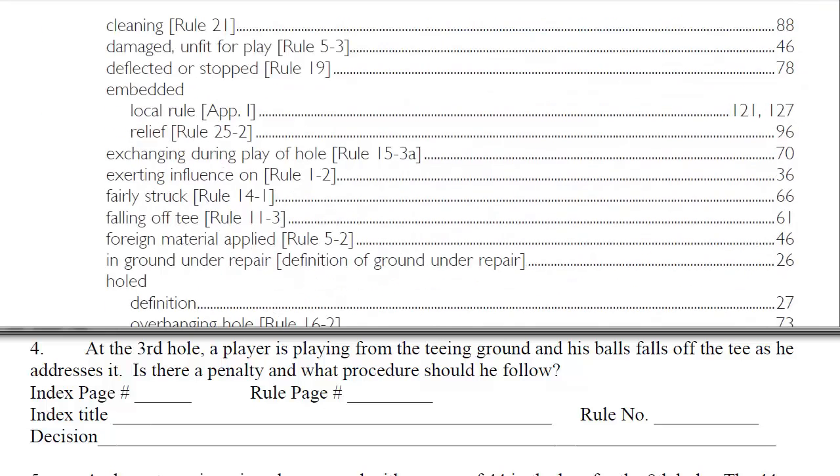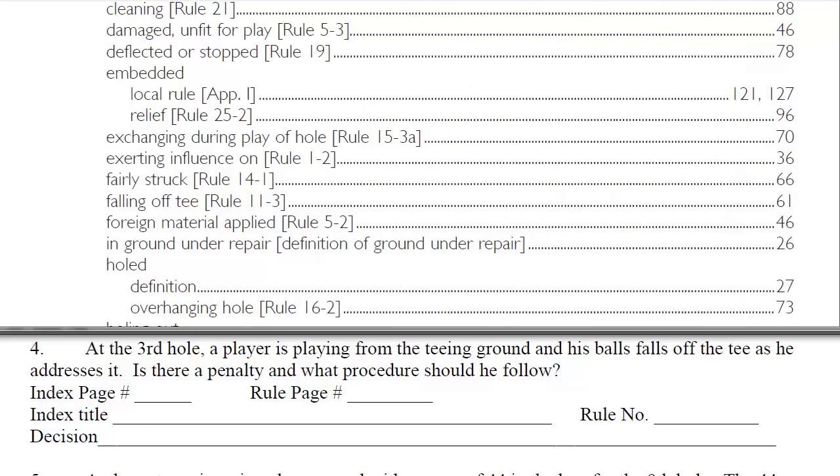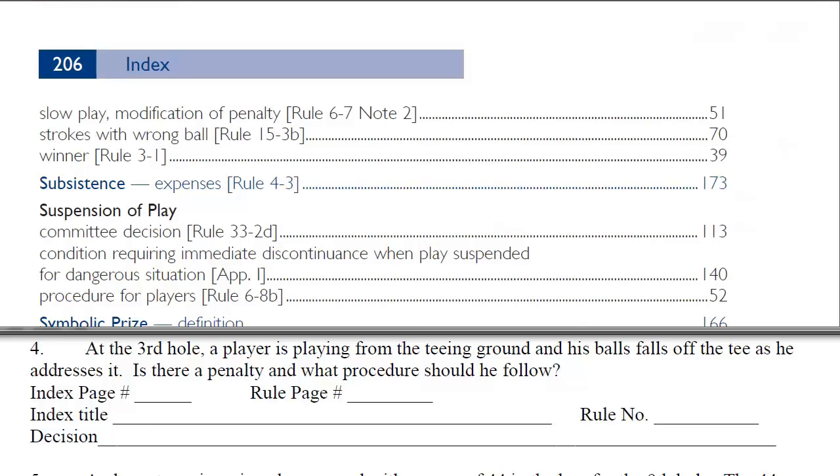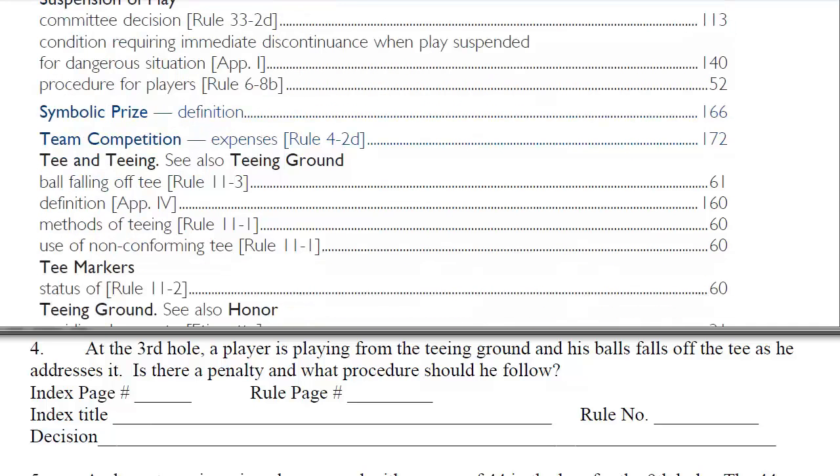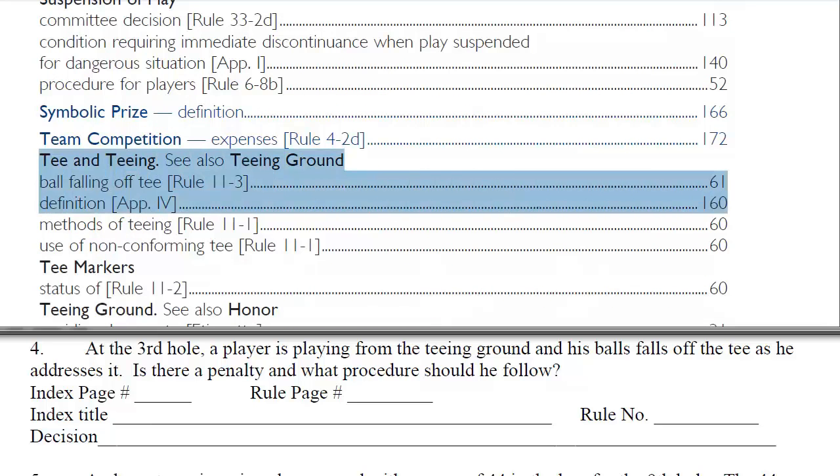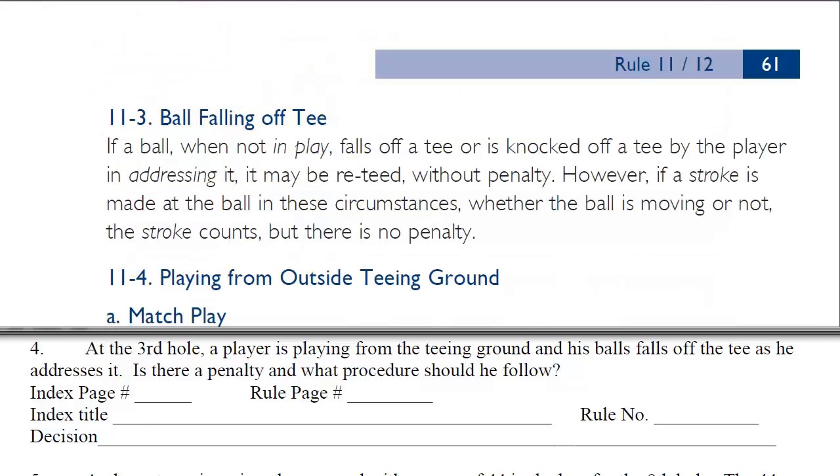So let's move down through ball. We're already at 183 here. This looks like a pretty good idea. What's going on? Falling off the tee. And that gets us to page 61, Rule 11.3. Now I know there's another place back here to find this. Shoot over to page 206, and we'll scroll down to teeing, and actually in this case, tee and teeing. Ball falling off tee, same exact pointer to the exact ruling, page 61. So we're going to go over to 61 and make a decision on this.